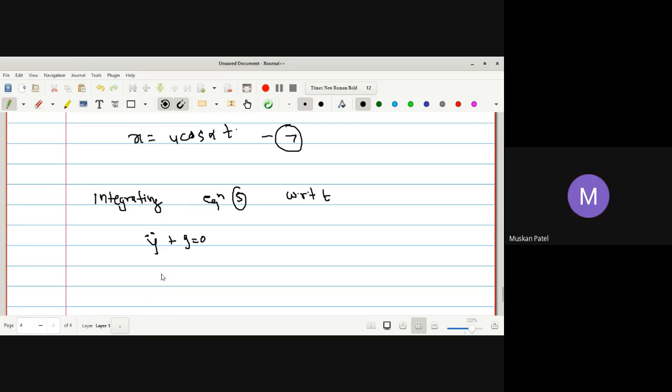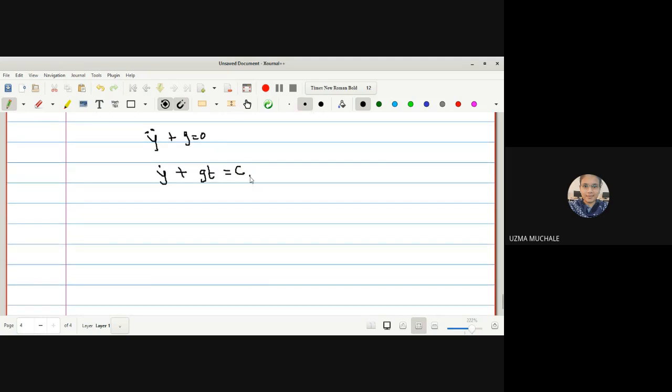y dot plus gt is equal to c. y dot plus gt is equal to some constant, no? As we are integrating, so we get some constant term in the integration.